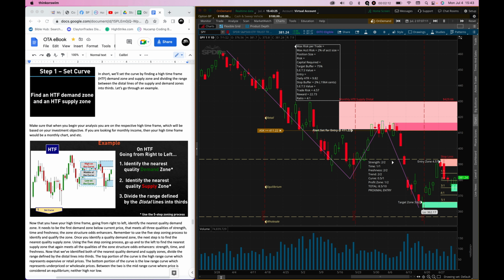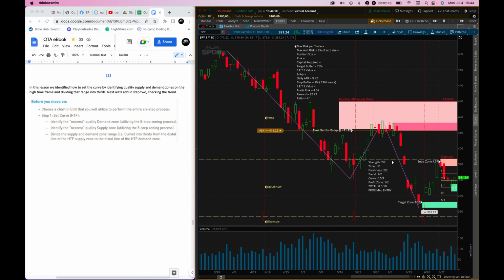Now that we've identified both of the nearest quality demand and supply zones, we want to divide the range defined by the distal lines of those zones into thirds. The top portion of the curve is the high range curve, which represents expensive or retail prices. The bottom portion of the curve is the low range curve, which represents underpriced or wholesale prices. Between the two is the mid-range curve, where price is considered in equilibrium. It is neither high nor low.